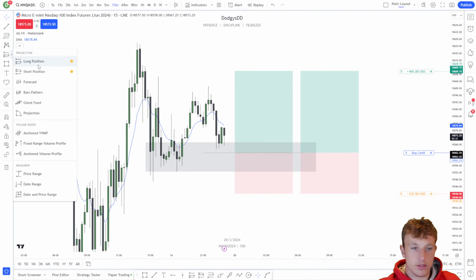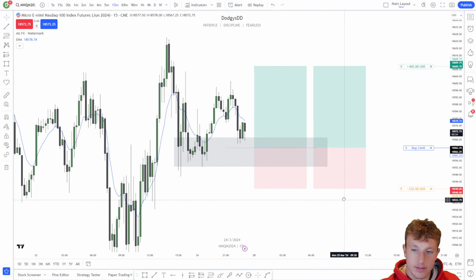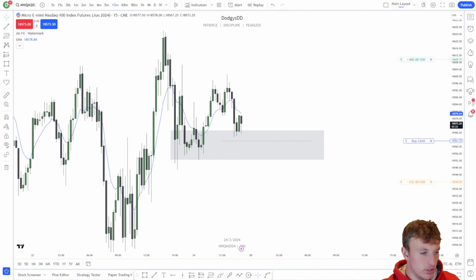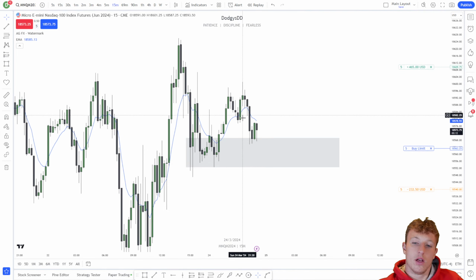I strongly recommend using these long and short position tools. You definitely want to be using these. And I think that's about it for this video. Just remember, when you're trading what I teach in the following videos, I definitely change my risk reward a lot.